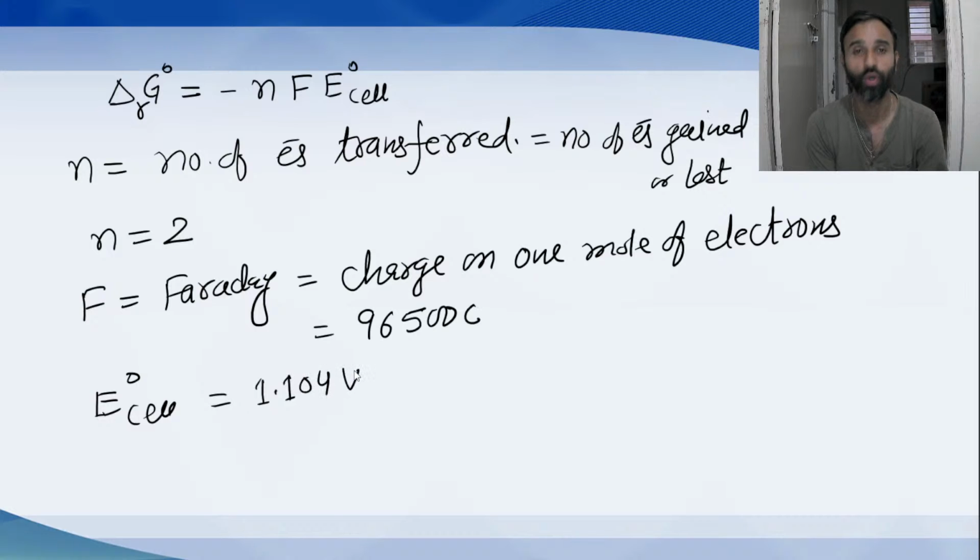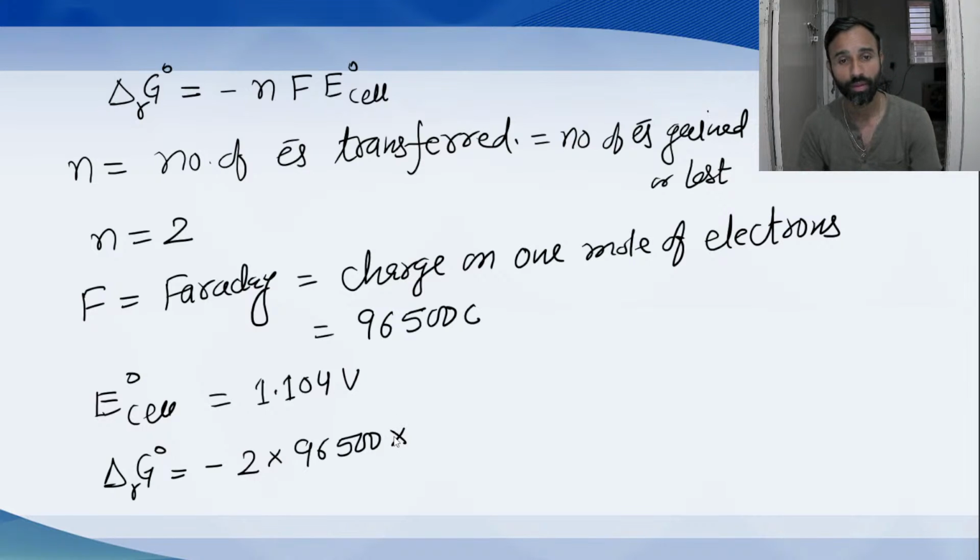1.104 volt. Okay. Now delta G naught is equal to minus 2 into 96500 Coulomb and 1.104. It is Coulomb per mole, you know, and 1.104 volt. So Coulomb volt is joule. So the result comes in joule.